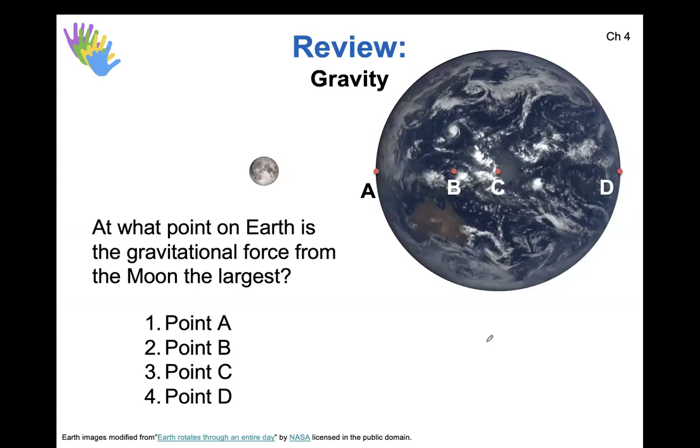All right, so if we think of gravity, at what point on Earth is the gravitational force from the moon the largest? Point A, B, C, or D? Think about what you know about gravity. Okay, we got one vote for A. Yeah, okay. Bunch of votes for A. Think you're all right? Yes. Pretty straightforward, right? Because it's closest. Okay, so there you go.